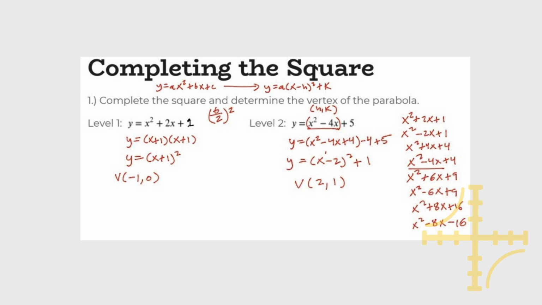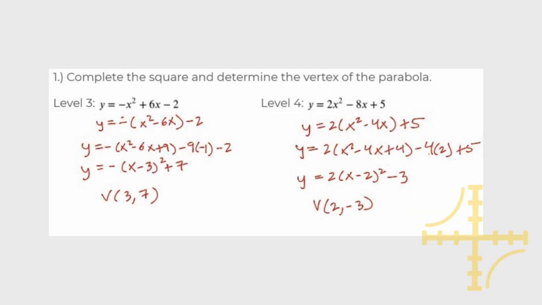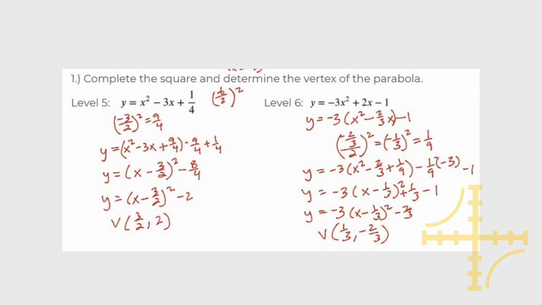And then we start getting a little bit more difficult, especially when we have a number in front of our x squared. Therefore, we have to factor it out, or at least the way that I like to teach it in this case is factoring that number out to be able to write it in vertex form. So therefore, we can identify the vertex. And then we move into level 5 and level 6, where when we're doing our b divided by 2, it doesn't divide evenly and we have fractions.